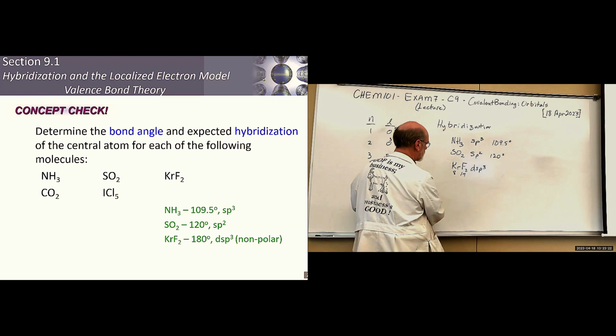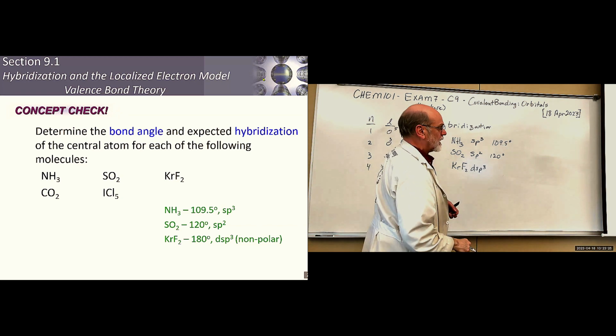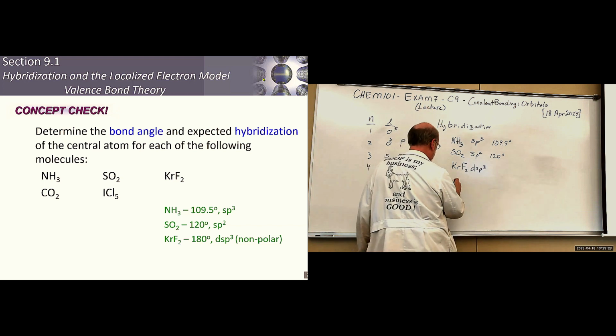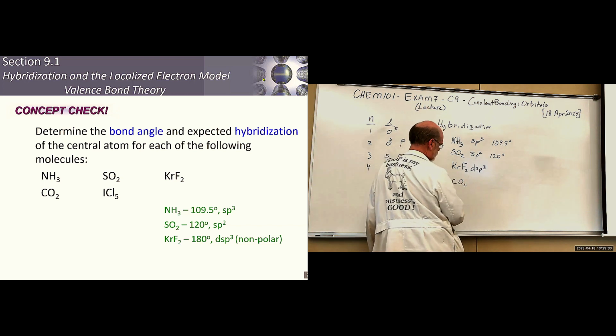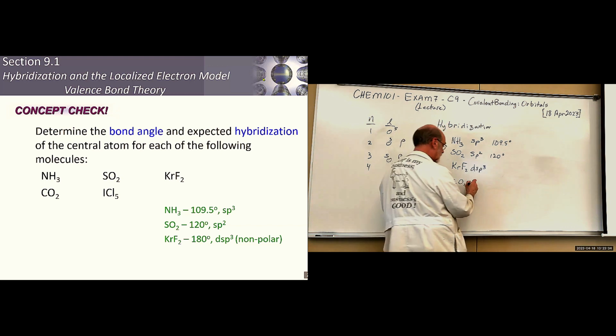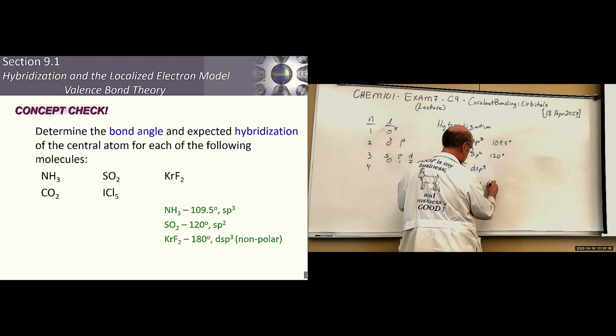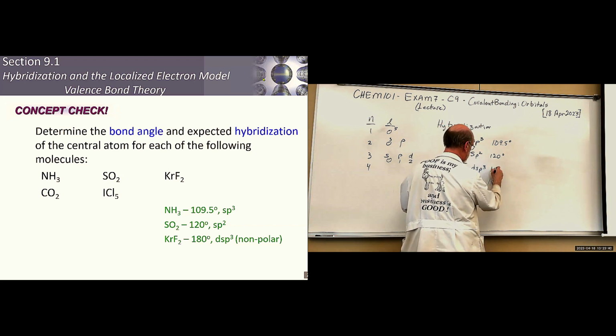Do that. Make room for the next one. I guess we're going to carbon dioxide. We did that one already, sort of. Yeah. So this is going to be linear. That means we need sp. And the bond angle is going to be 180 degrees.